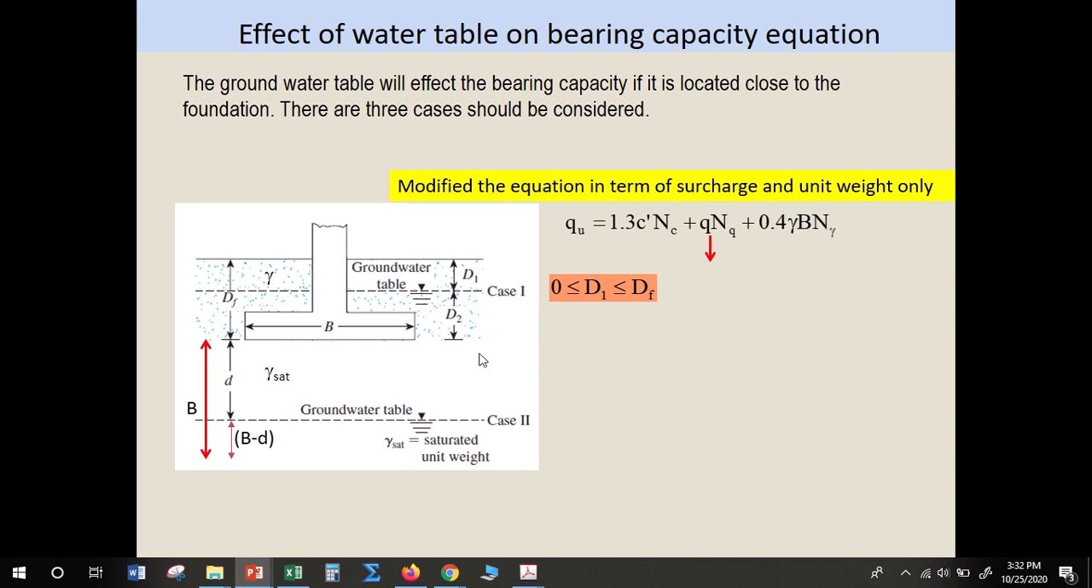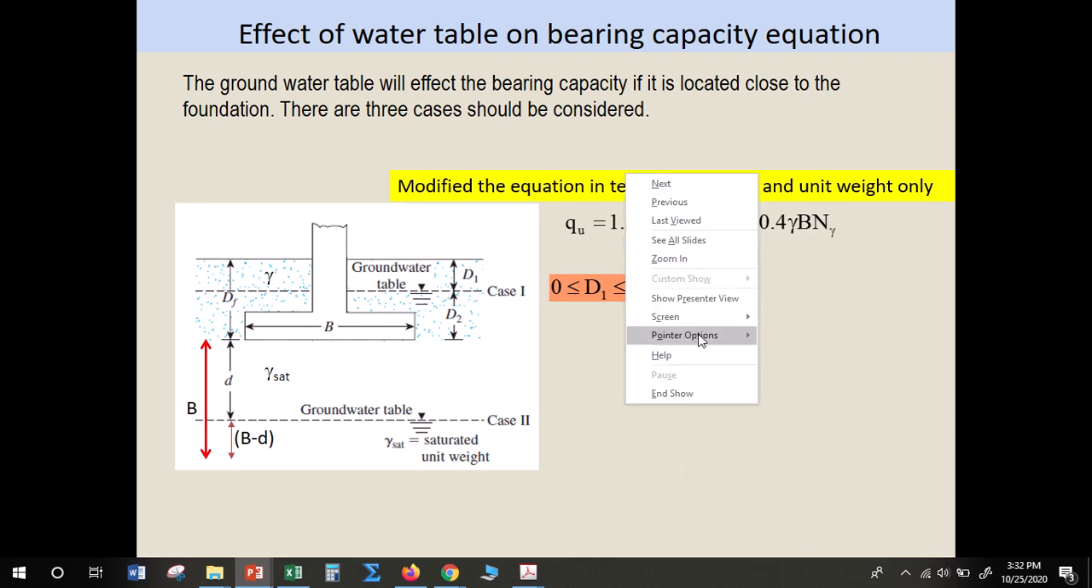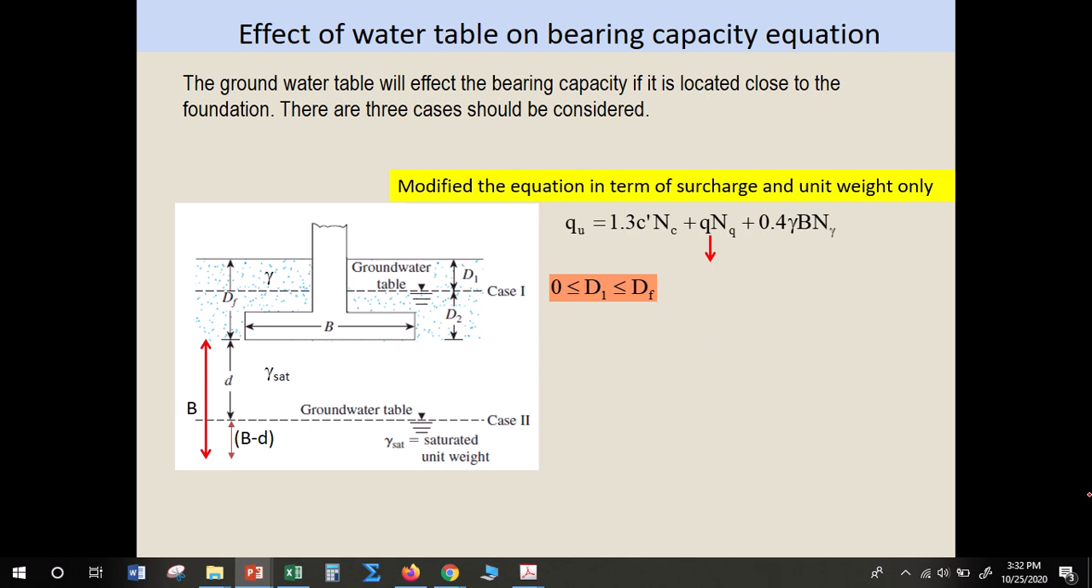So what you have to do is modify in terms of surcharge. Q is the surcharge. So what is the surcharge? Surcharge is the stress due to the soil from the ground surface until this layer. So Q equals gamma dF.